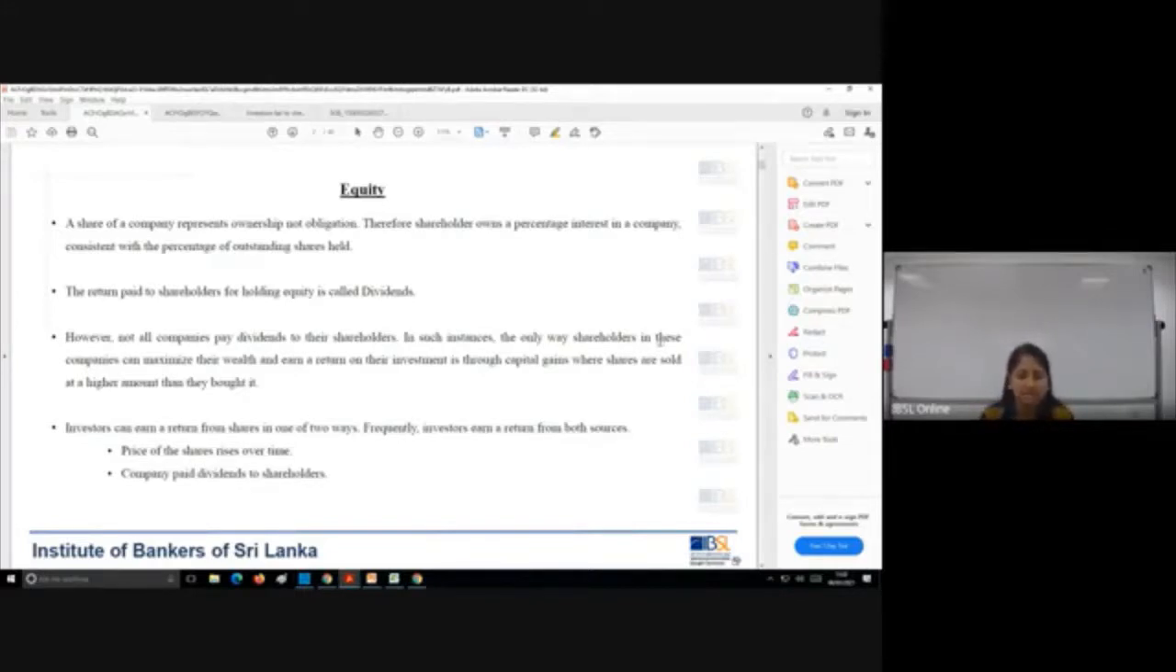The second is the repayment of your investment at the time of sale. When you have bought a share and subsequently sell that share to someone else, you might sell the share at a higher price. It can be even a lower price, okay? But at the time of sale, you will get the sales proceeds. That is also a cash inflow to the investor.